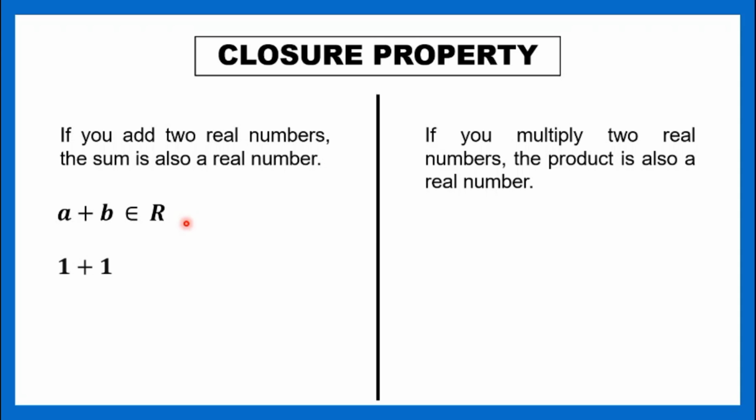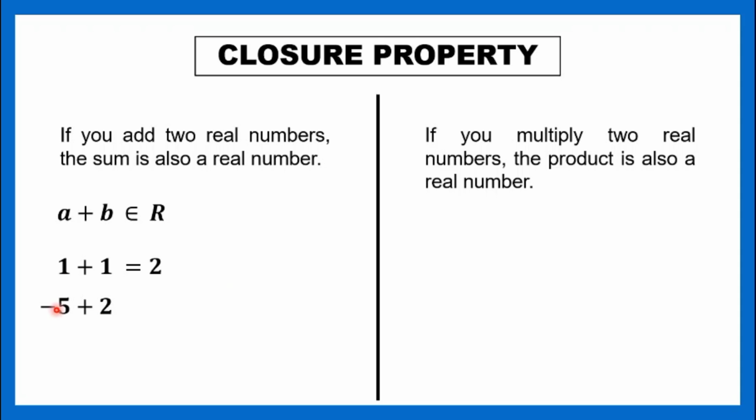So, examples. 1 plus 1. So, 1 tapos yung 1, pareho yung real number. Pareho yung integer, whole number tapos natural number. So, kapag nag-plus tayo, ang sagot ay 2. Tapos yung 2 rin, real numbers din. So, ito ay natural, whole, integer, tapos rational. Yung 2. So, kasama siya sa real number. So, kung i-observe natin, lahat itong numbers ito ay real numbers.